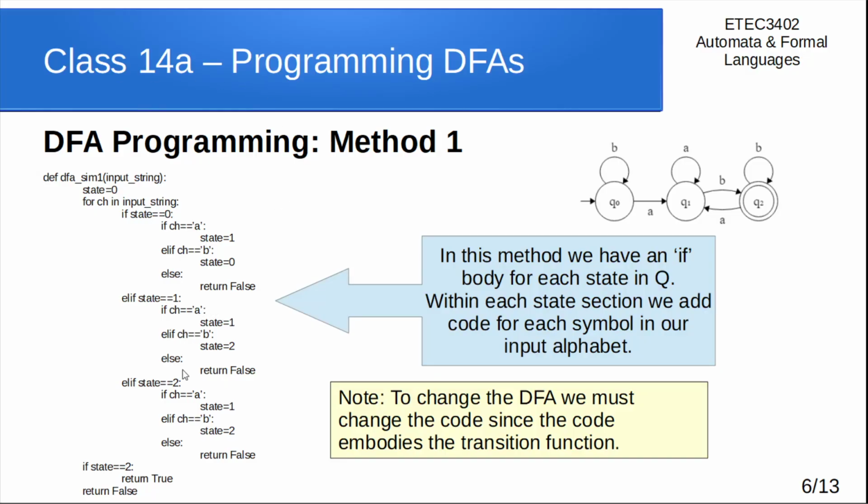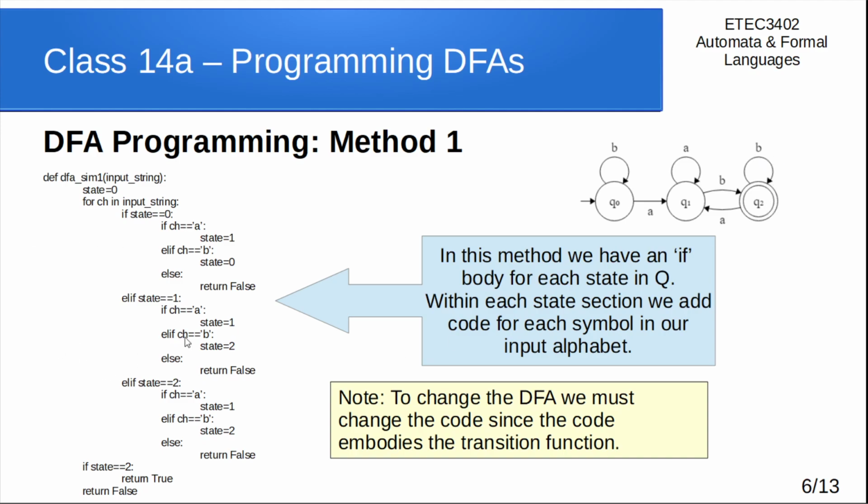Okay, so notice that this code directly models what's going on in this. If state is 1, and we get an A, we stay in 1. If state is 1 and we get a B, we go to 2. And then in state 2, if state is 2 and we get an A, we go back to 1. If state is 2 and we get a B, we stay in 2.